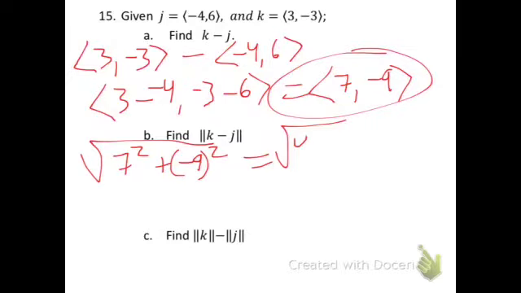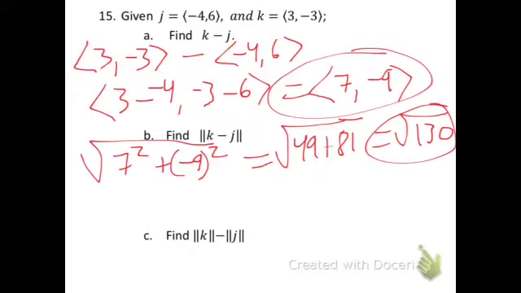The square of 7 is 49. The square of negative 9 is 81. If you add those, you get the square root of 130. So that's the official answer. If you want your decimal approximation, you're looking at about 11.4.